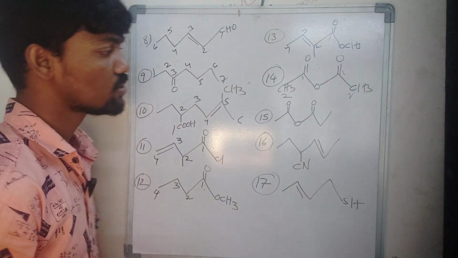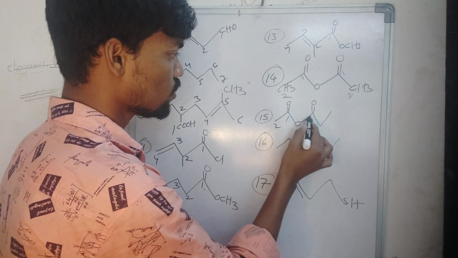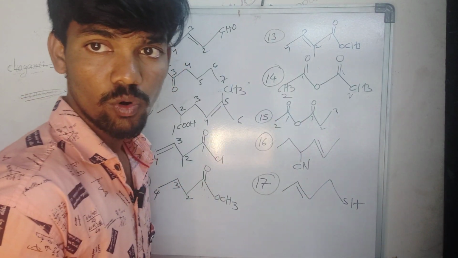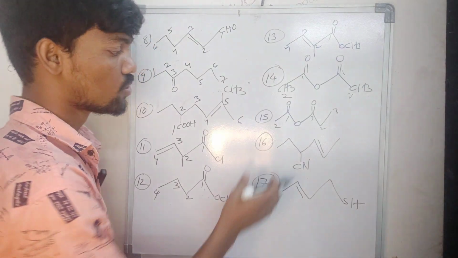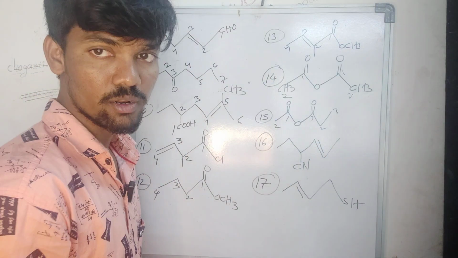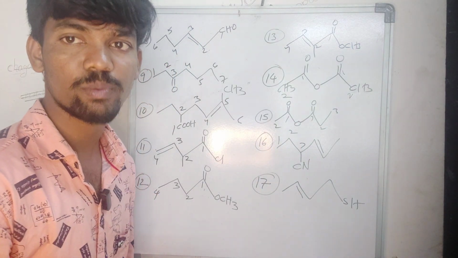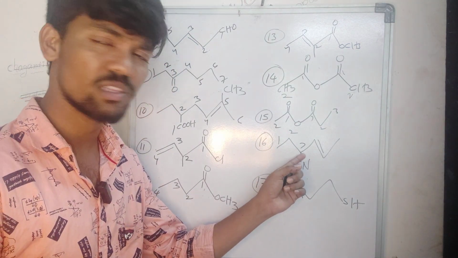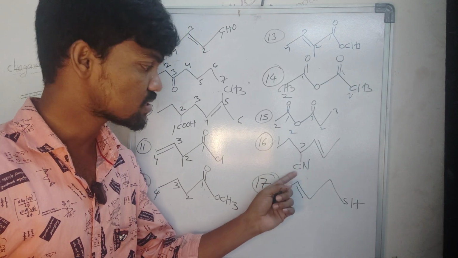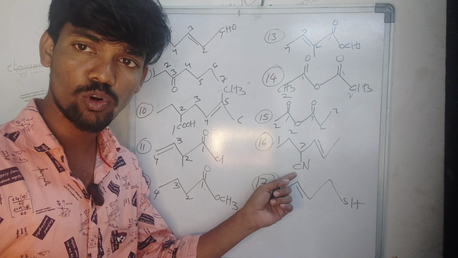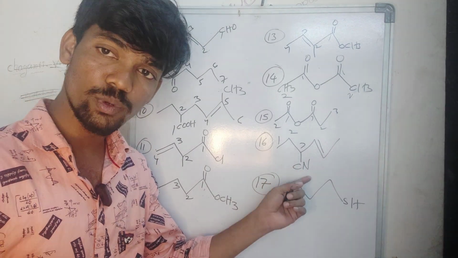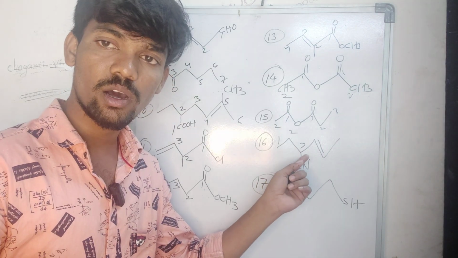Coming to this point, this is also the same: 1, 2, 3. Over. You are getting my point. So here what happens? A CN group is there. If you take from this side only, it is 1, 2, 3. No. Why? Because the carbon is not included in the chain. CN is the cyano functional group, so this cyano group is not included in this chain.